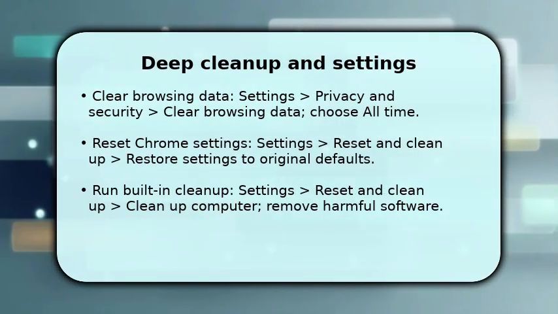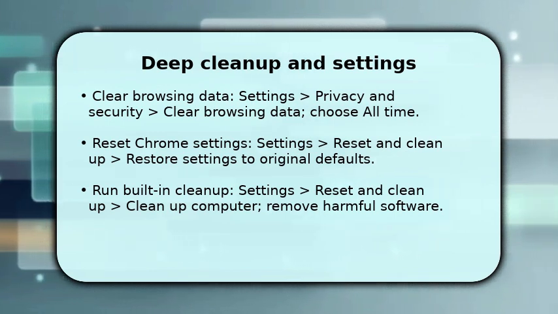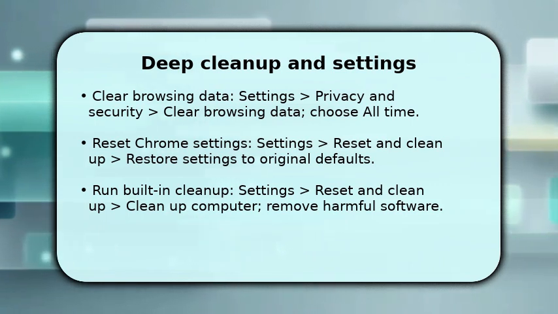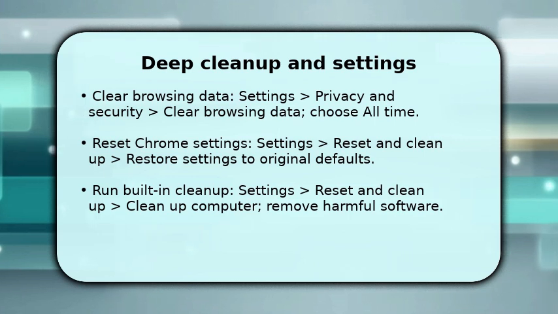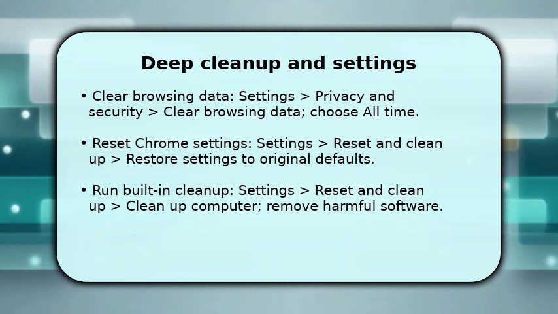Once the quick fixes are complete, perform a deep cleanup to remove persistent traces. Clear all browsing data, cached files, and cookies so old redirects stop reloading. Then reset Chrome settings to their defaults. This removes altered flags and startup pages. Finally, run Chrome's built-in cleanup tool to scan for unwanted software. This step handles stubborn hijackers that extensions and settings didn't clear. These actions address hidden changes and restore Chrome's normal behavior.